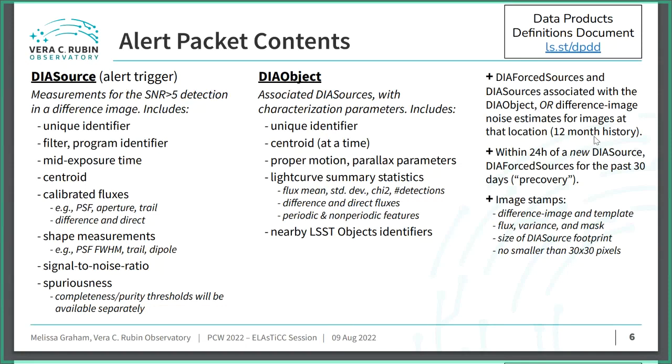And then, of course, in the alerts, the last thing on the list there is the image stamps. So it's the difference image and the template that you get, because you can reconstruct the direct image from those two things. And for each of the images, it's flux, variance, and a mask plane. The stamps are never smaller than 30 by 30 pixels, which I think is like 6 by 6 arcseconds. But if the footprint happens to be longer, for example trailed sources, then I think the stamp is going to be larger as well. You want the stamp to be at least the size of the footprint. So that's what's in the alert packet contents.